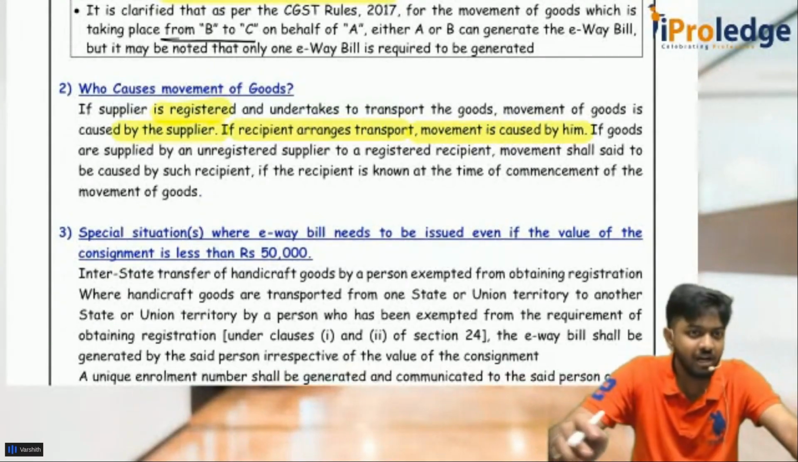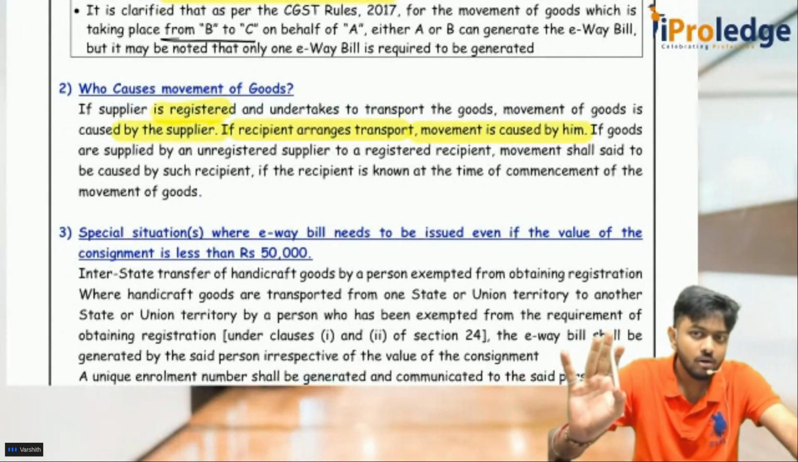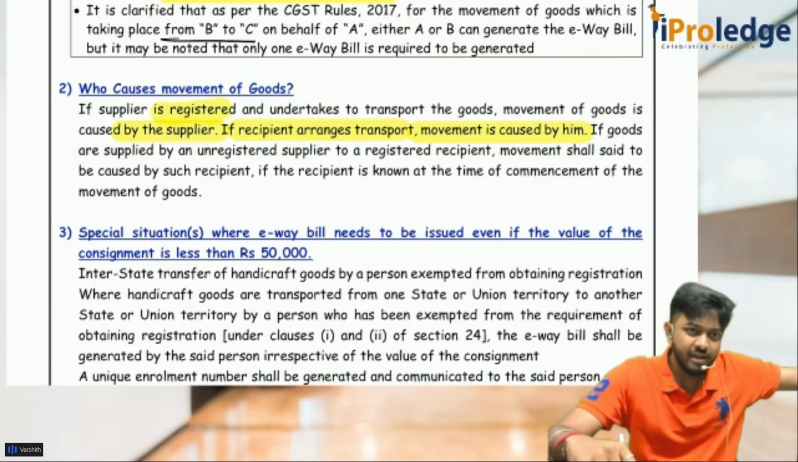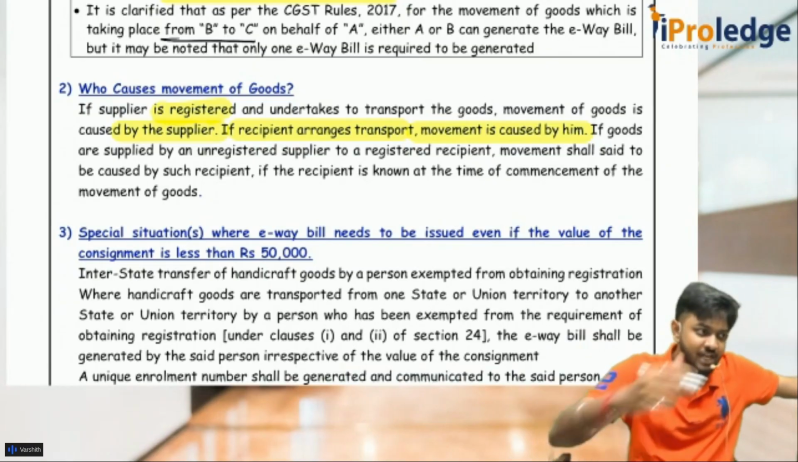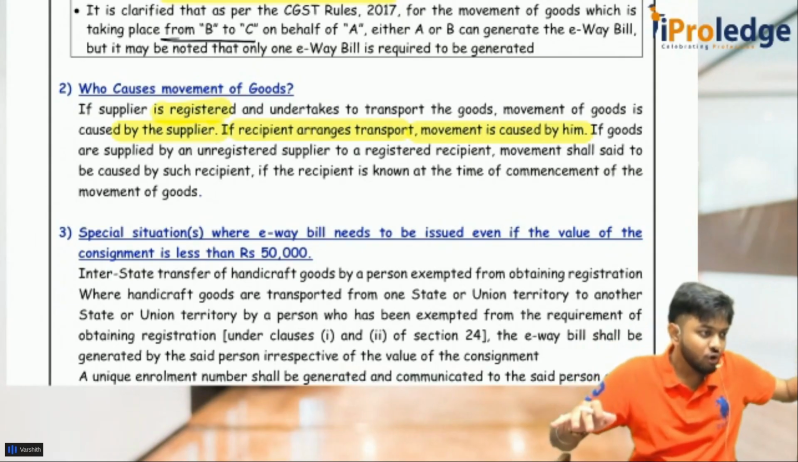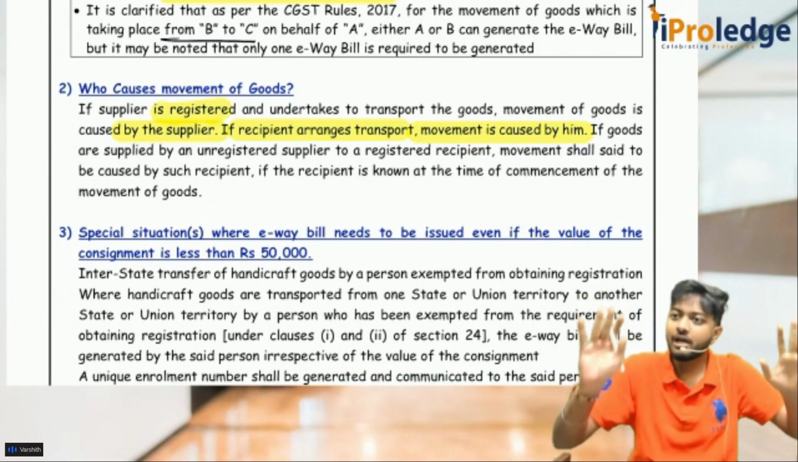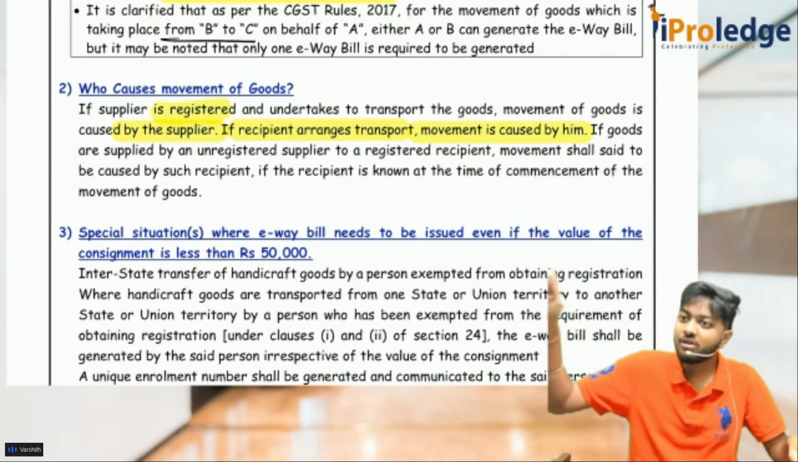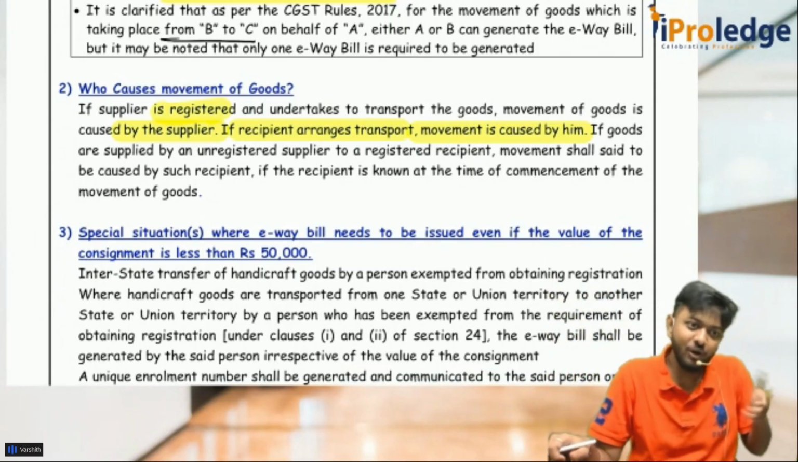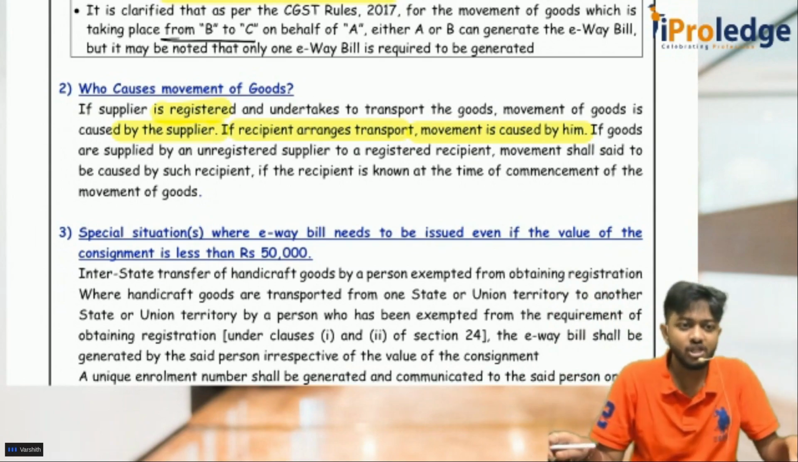Sometimes what will happen? I will come, my shop is there in, say, Mysore. I will come here to Bangalore and purchase some goods from all the suppliers. I'll take the goods I've purchased in Bangalore, put them in one Tata Ace and send it to Mysore. Now who is causing the movement? Not the supplier. Recipient only is causing the movement. In this case, he is the guy who is supposed to generate the e-way bill.